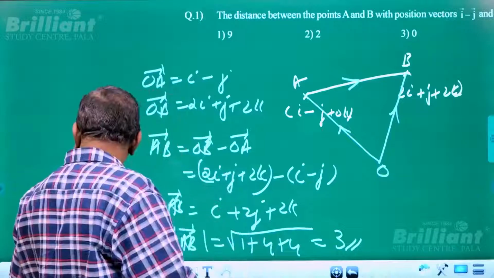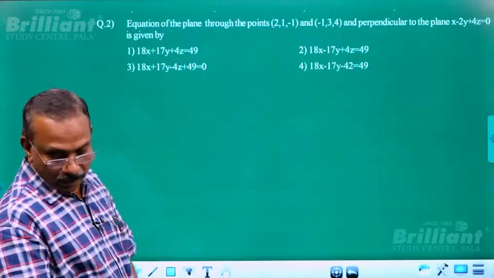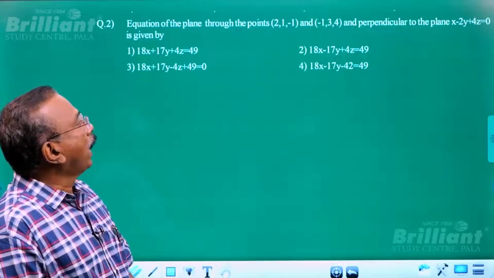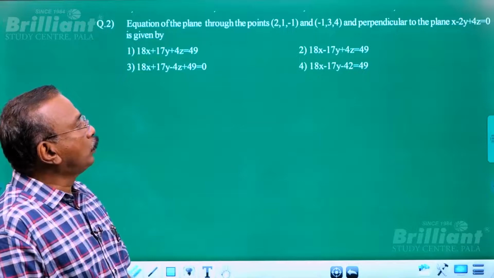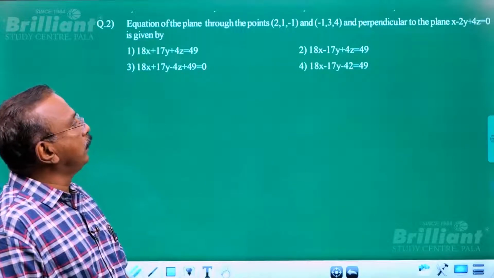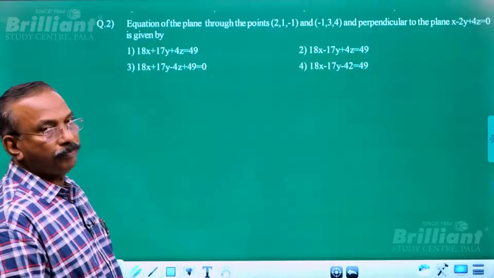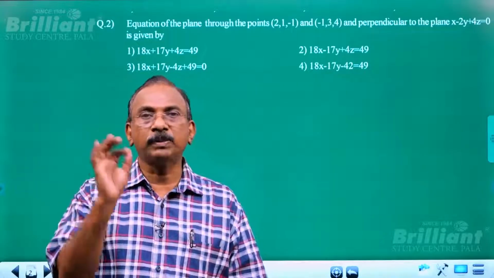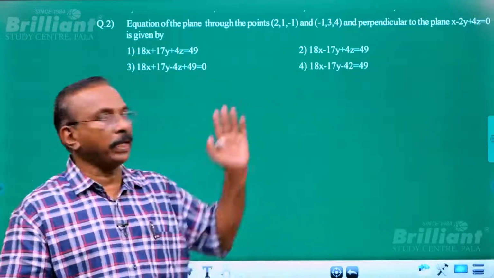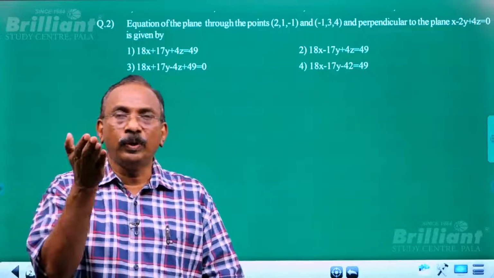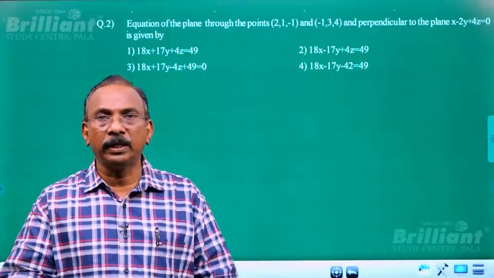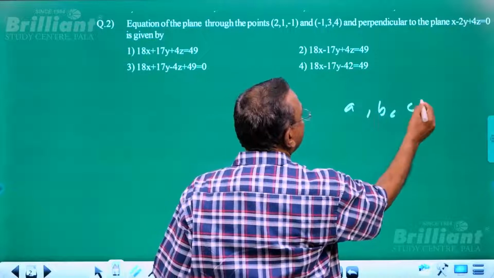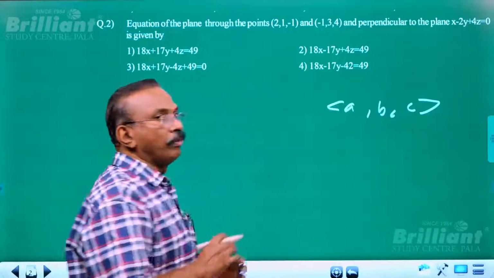Now, question number 2. Equation of the plane through the points 2, 1, minus 1 and minus 1, 3, 4 and perpendicular to the plane 2x minus 2y plus 4 is equal to 0 is given by. Here 2 points are given and that plane is perpendicular to the given plane. That means you need the direction ratios of the required plane. Suppose A, B, C be the direction ratios of the normal of a plane.